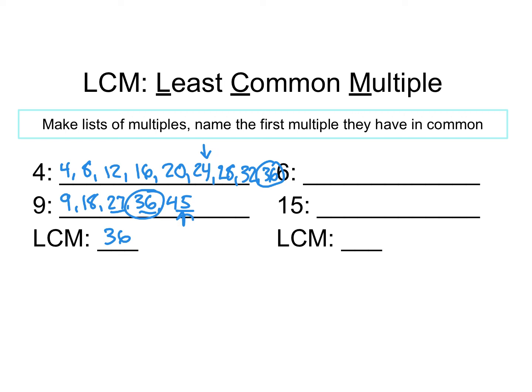Another way of doing this is to just go down the list of 4s, go down the list of 9s, kind of run your finger down each line and see when's the first time you see one in common. 6s, again, I'm doing the same method, 6, 12, 18, 24, 30, 36, okay? Go down my 15s, 15, 30, well, stop. I see that they both have 30 on their list, so 30 is my least common multiple.